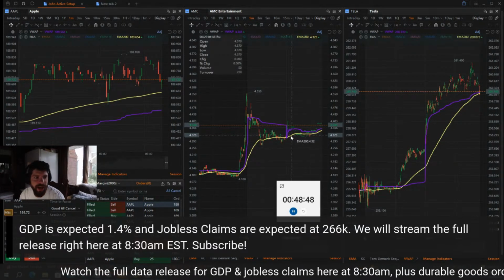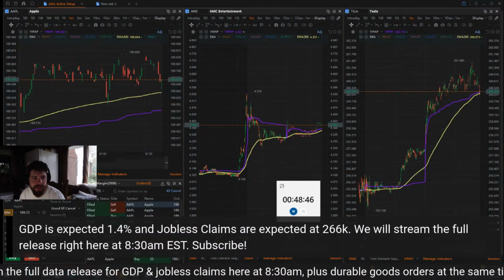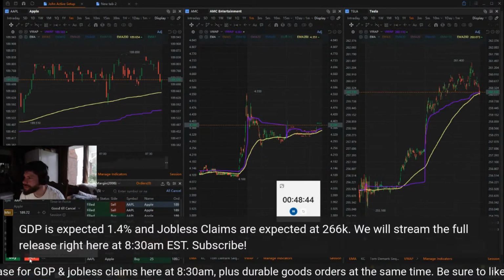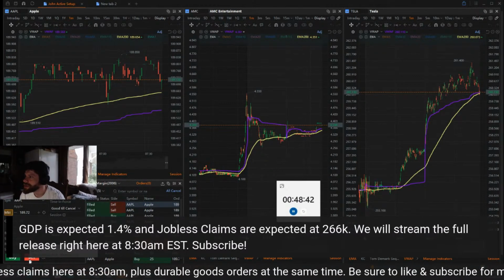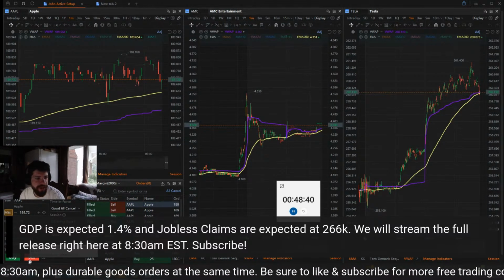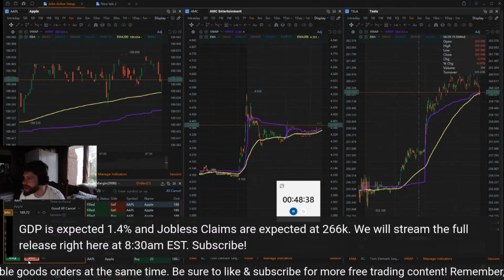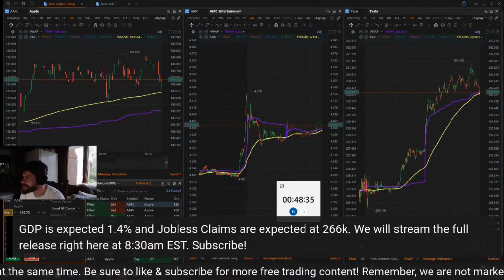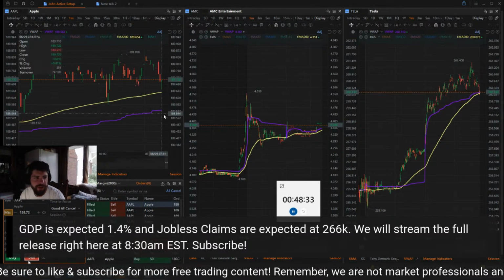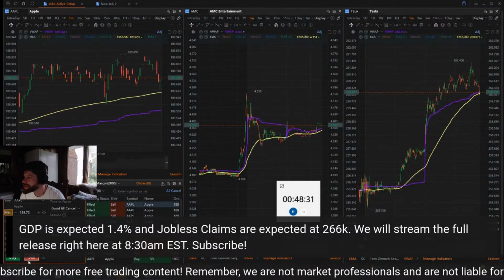I'm gonna go ahead and get out of my Apple. I mean, we're pulling back to the 200 EMA, but I'd like to just sit on my gains here. All right, so we're out. We're flat on Apple now. No more trades. We made a little bit. I just wanted to get a green trade for my first trade there, so I'll take that.